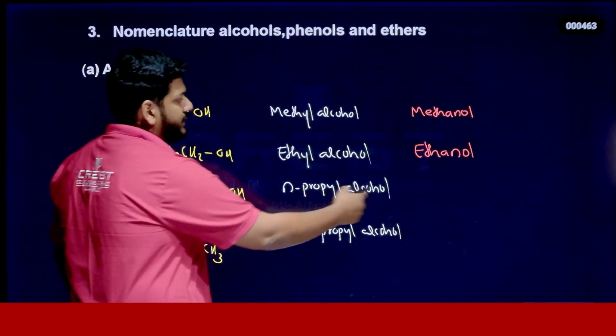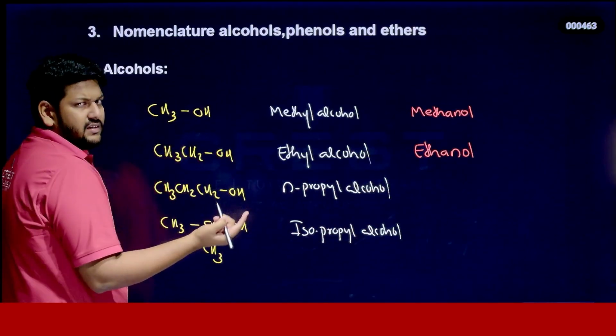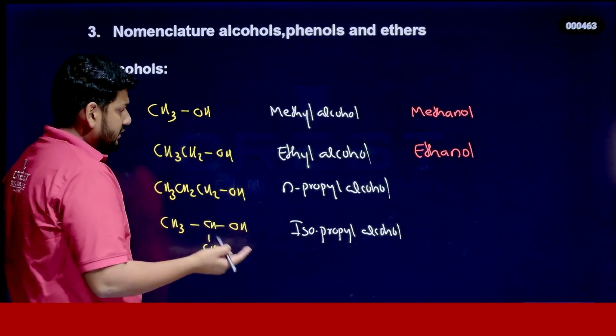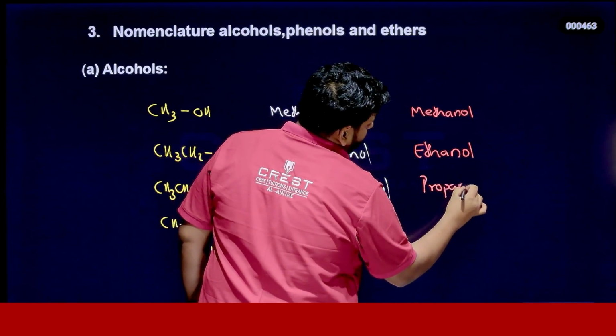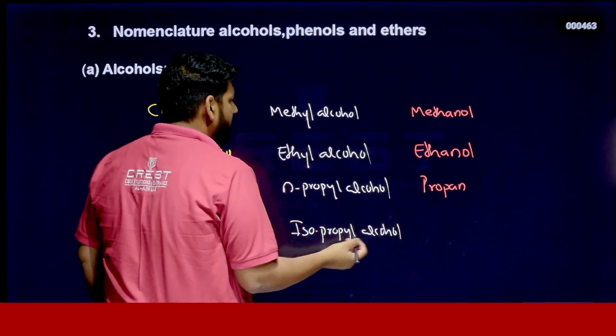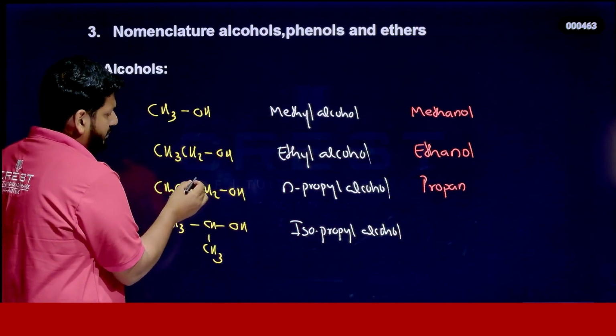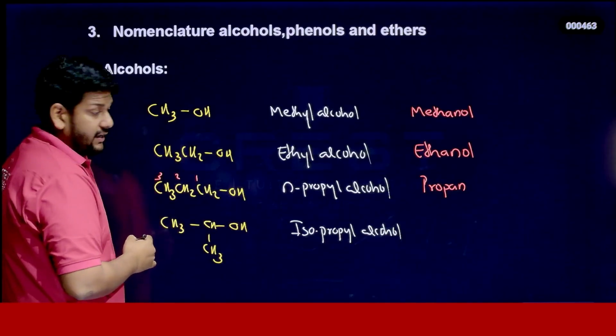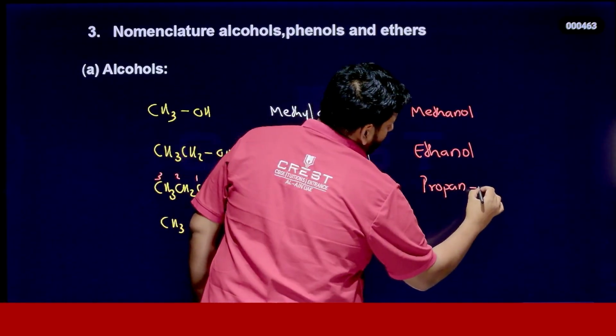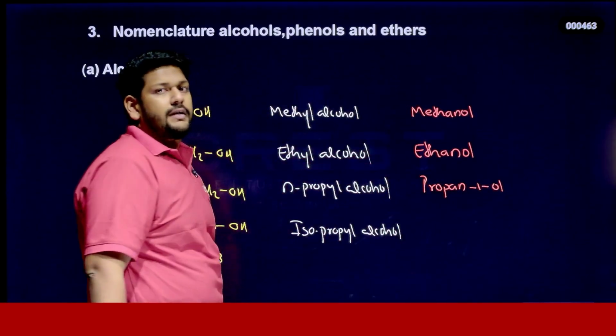So what about the IUPAC name of N-propyl alcohol? It's very simple: propanol. We can call it propan-1-ol, or otherwise simply propanol. Look here, you number from here 1, 2, 3. The first carbon has the OH group, so propan-1-ol, or simply propanol.